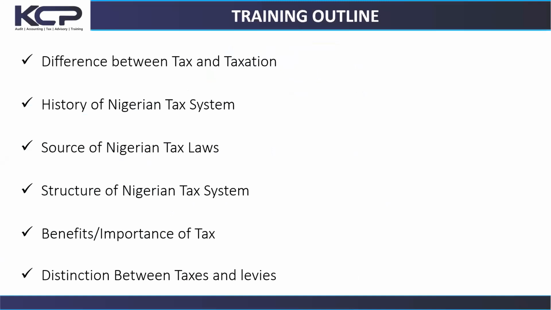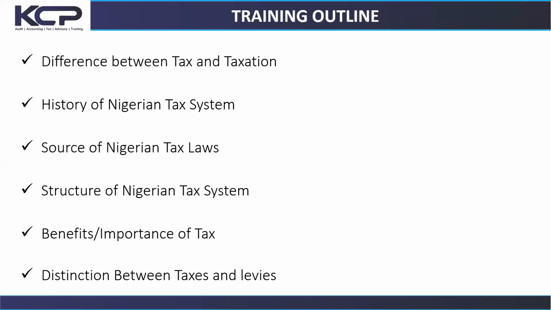We'll be looking at, to trace briefly, the history of Nigerian tax system, look at the sources of Nigerian tax laws, that is the laws that we have in Nigeria relating to tax: the Personal Income Tax Act, the Company Income Tax Act, the Stamp Duty Act, the Value Added Tax Act, the Petroleum Profit Tax Act, and quite a number of other forms of these taxes. How and where did they get their origin from?